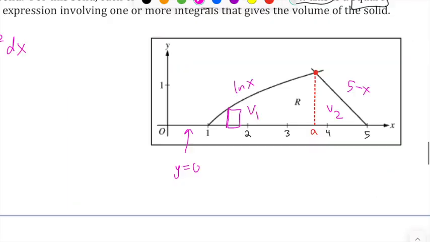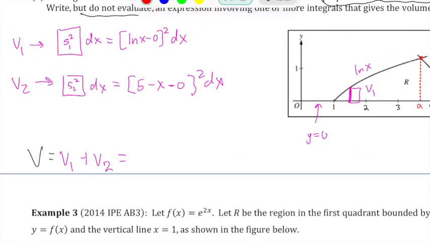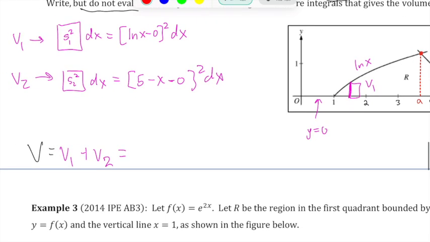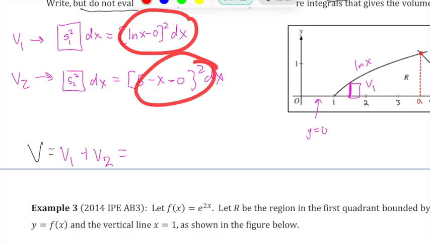Volume 2 is going to be this square. It's going to be the same thing, but it's going to be over here. This is going to be 5 minus x, because that's the top curve. The bottom curve is 0. So it's going to be this value minus 0. And really, so this is just log of x and 5 minus x. And that's kind of it. So this is my volume 1. This is my volume 2.